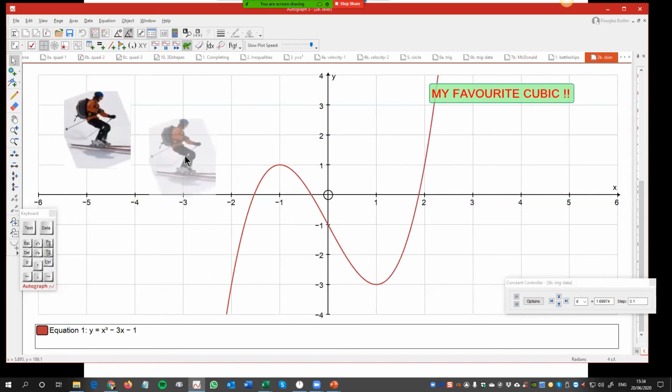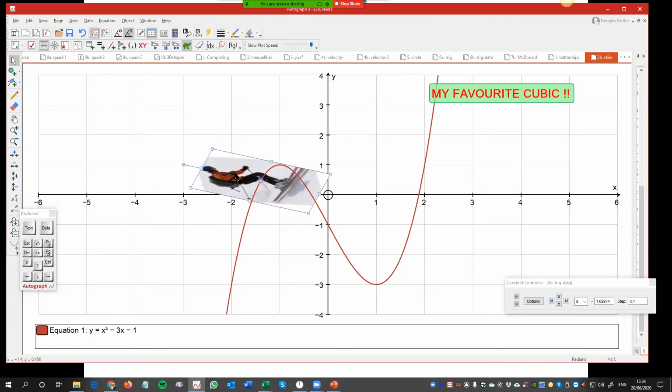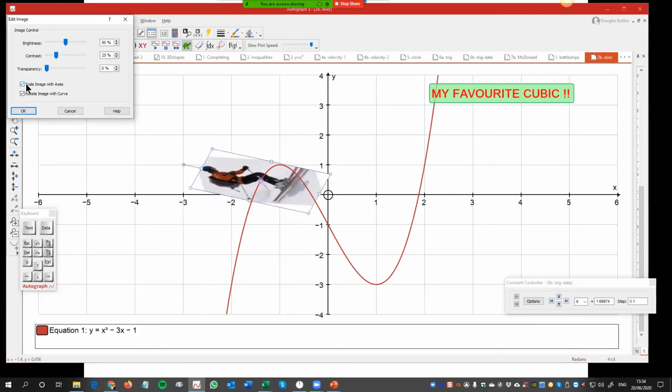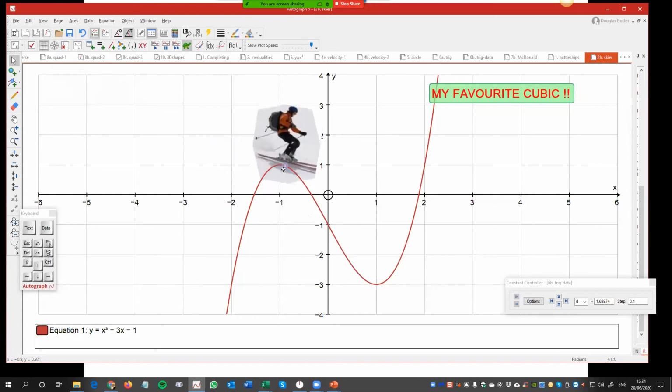Then to reinforce the idea, I've just grabbed this picture of a skier off the web, and I'm going to put a point on the graph and select the point and the skier and right-click, attach to a point. Boom. Double-click on the image, scale image with axes. No, thank you, because that's messing it around. Then just make sure it's perfect. There you go. And you can get an idea of gradient from this.